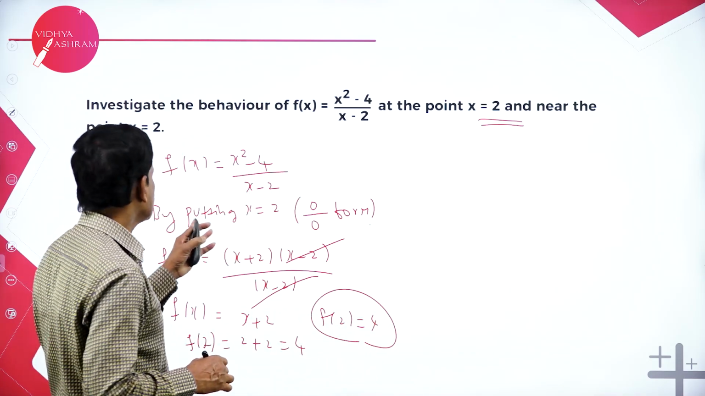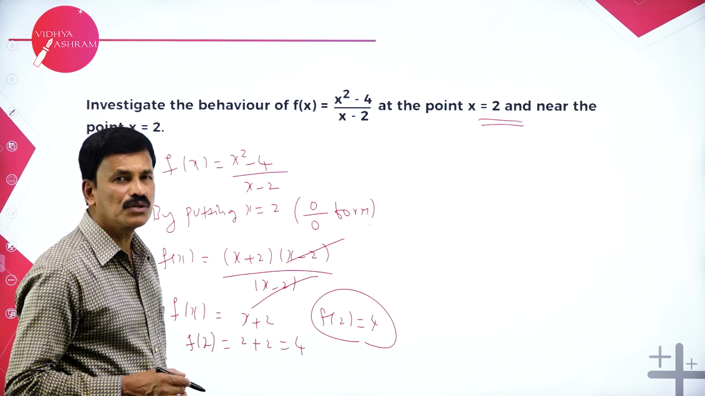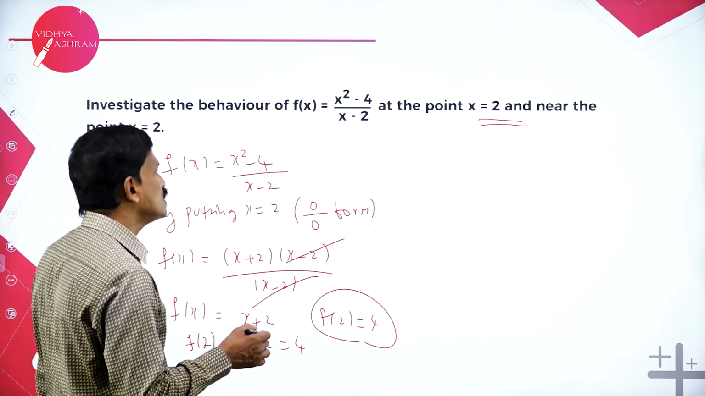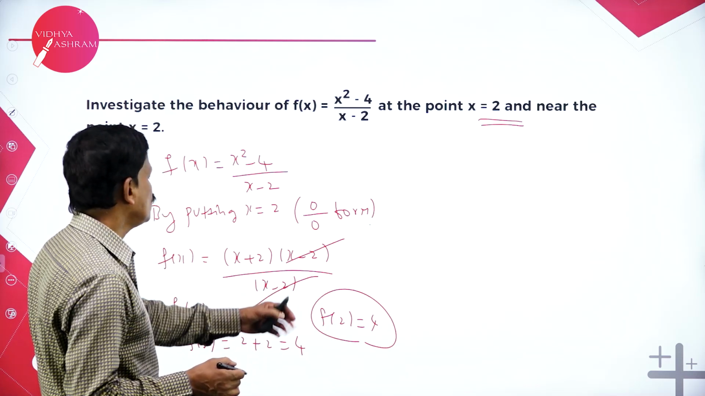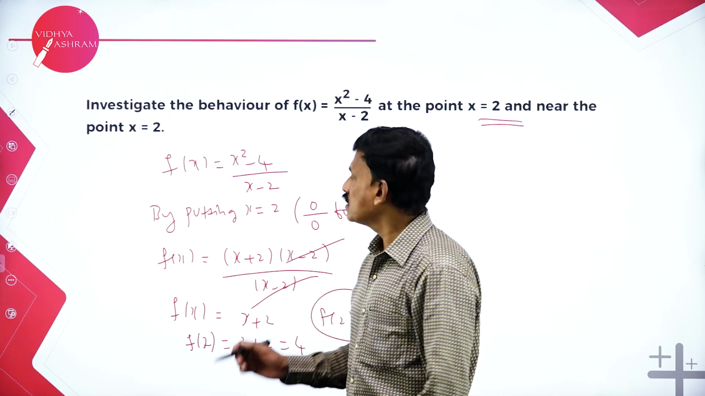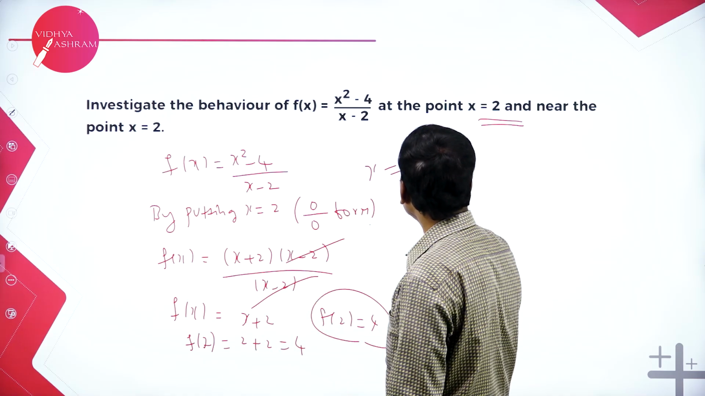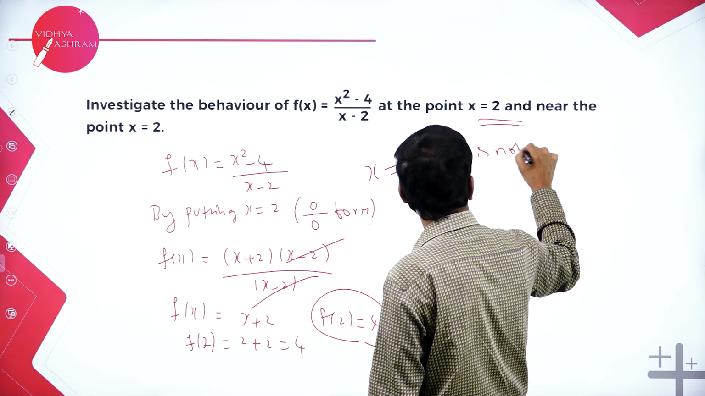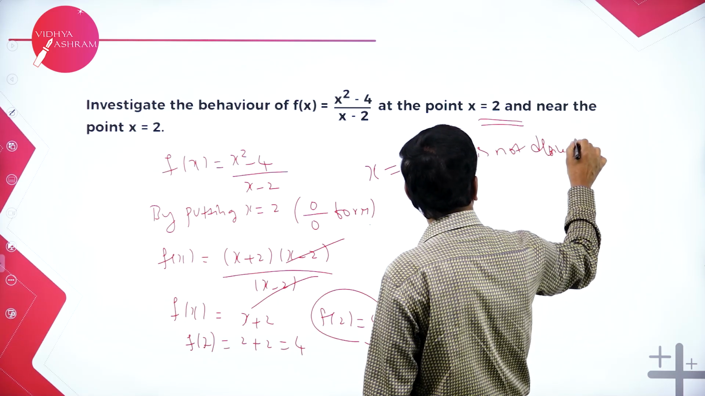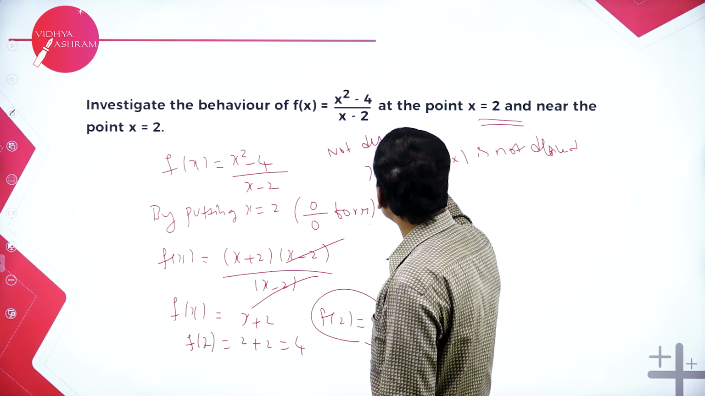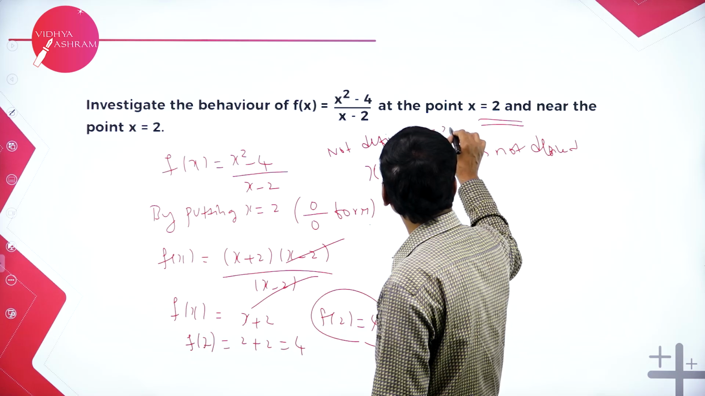At the point x is equal to 2, it is nothing but 0 by 0, which is not defined. x is nearly equal to 2. When x is nearly equal to 2, we will get the functional value equal to 4, right? So that means when x is equal to 2, f of x, the function, is not defined at x is equal to 2.